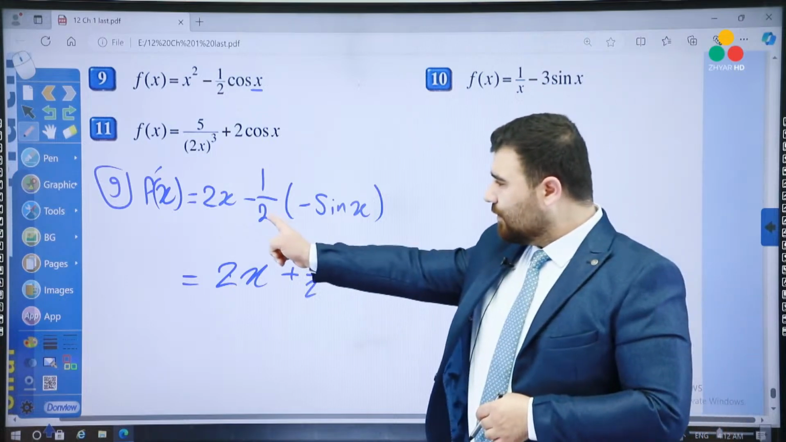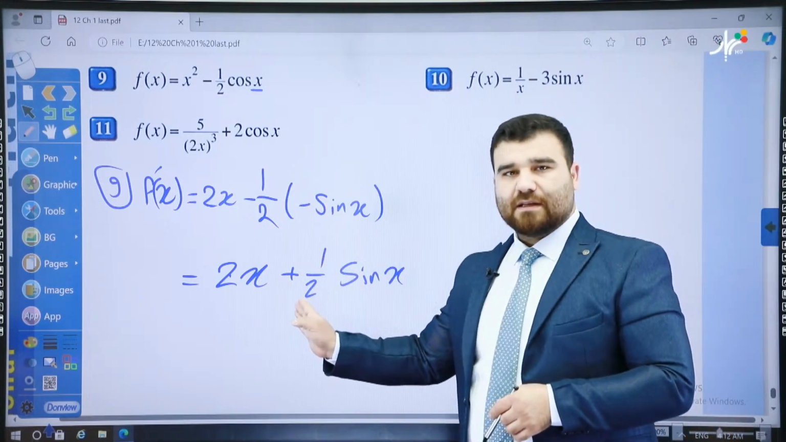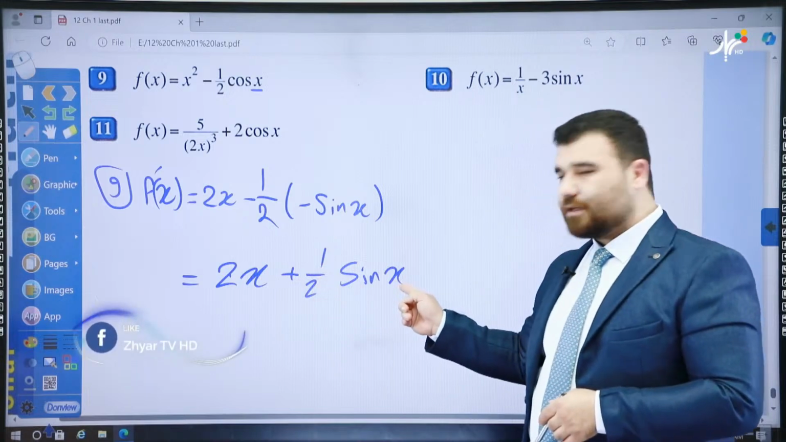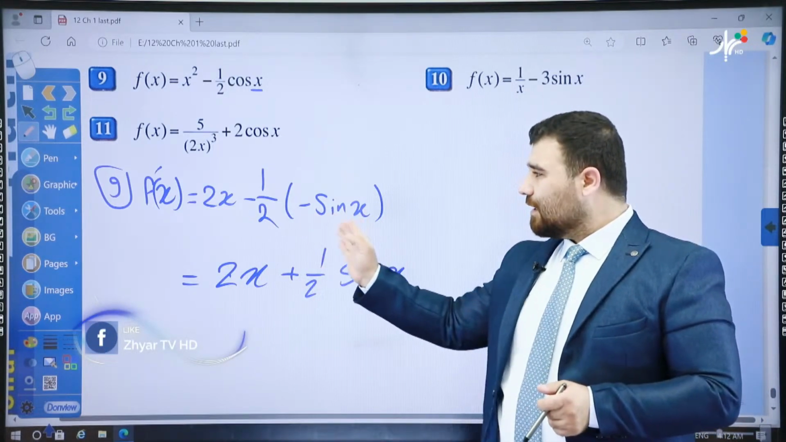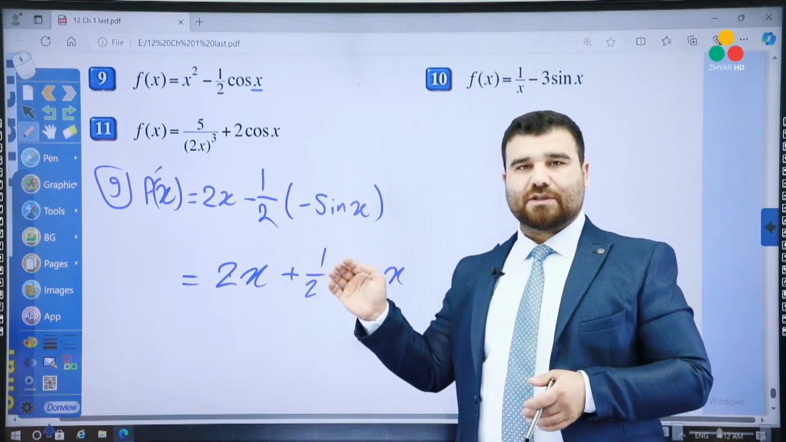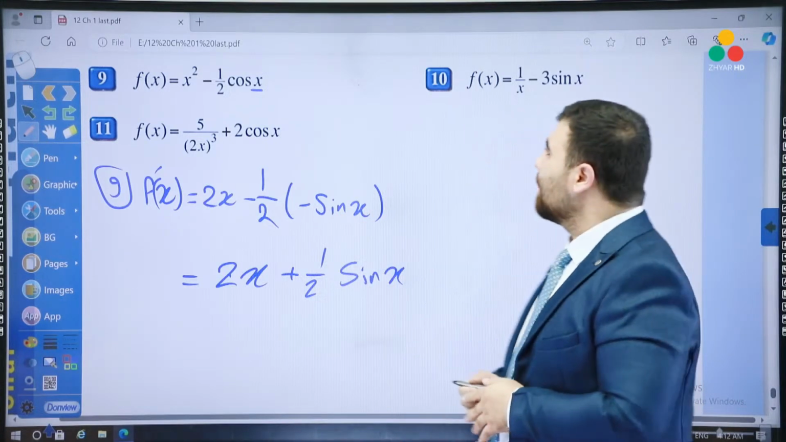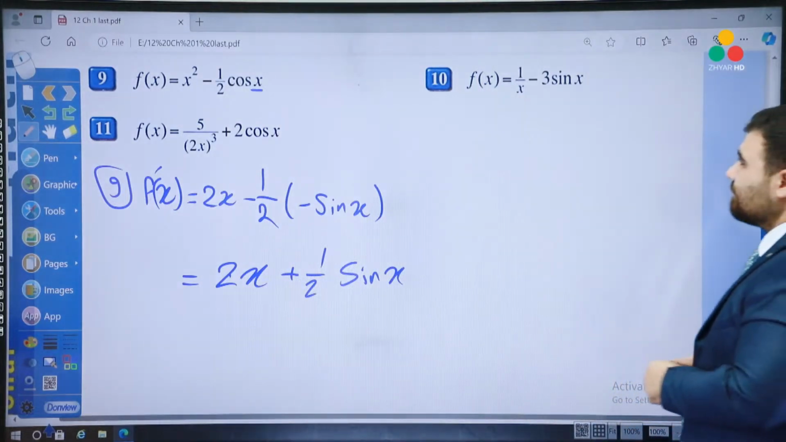If I multiply 1 over 2 by sine, it will go only before the sine. Nothing can affect the angle. This x inside the sine is locked. If I multiply, if I divide, if I do anything to this sine, the x will not change. It stays as x. Question 10, 1 over x minus 3 sine x.